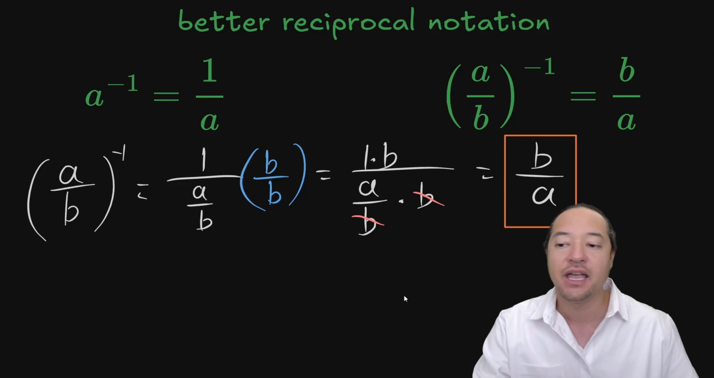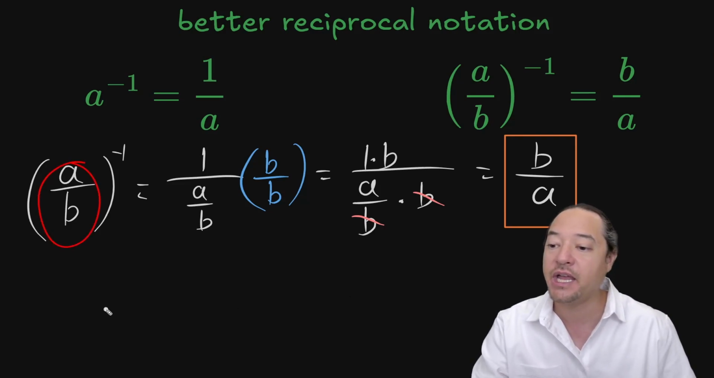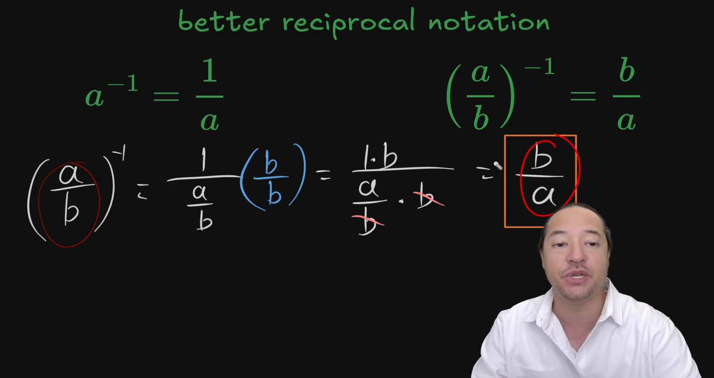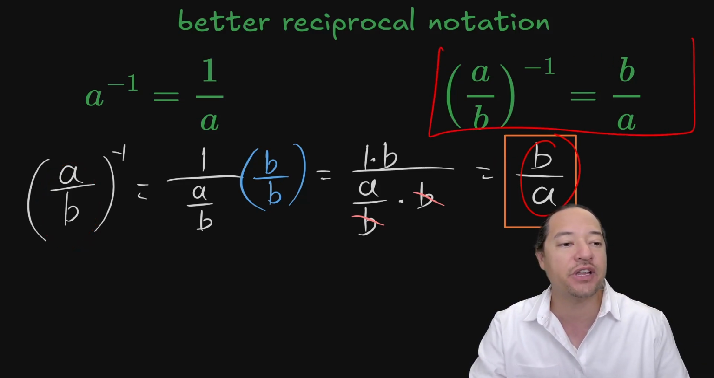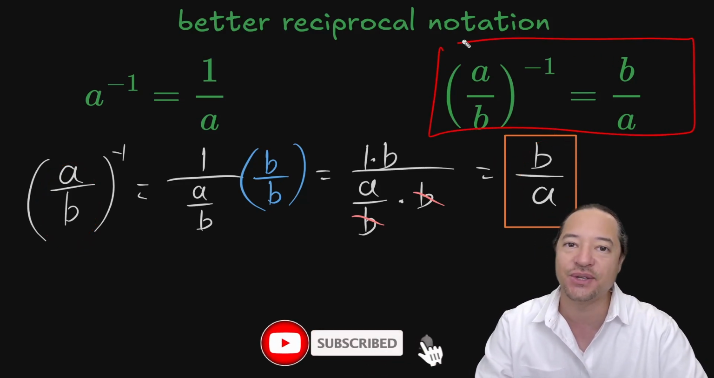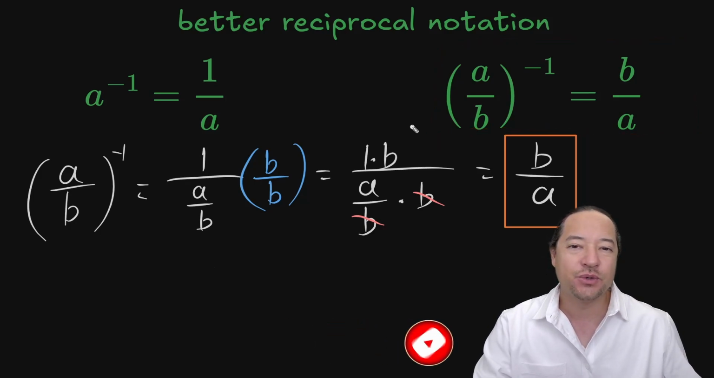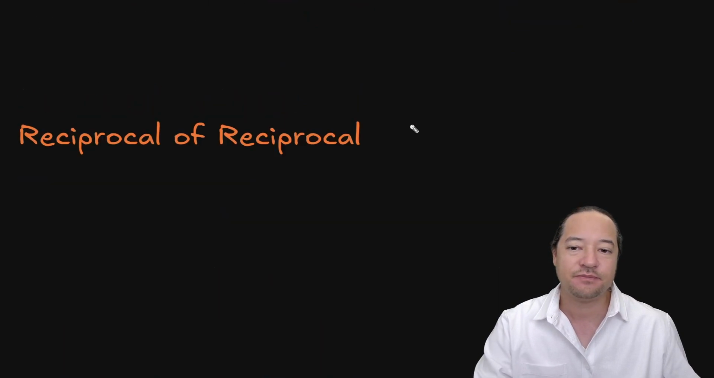Just like that. Notice what happened. We started with a over b. We're taking the reciprocal of it. It gets flipped and we get b over a. So this should demonstrate why this rule actually works. All right, let's take a look at another thing we can do with reciprocals.